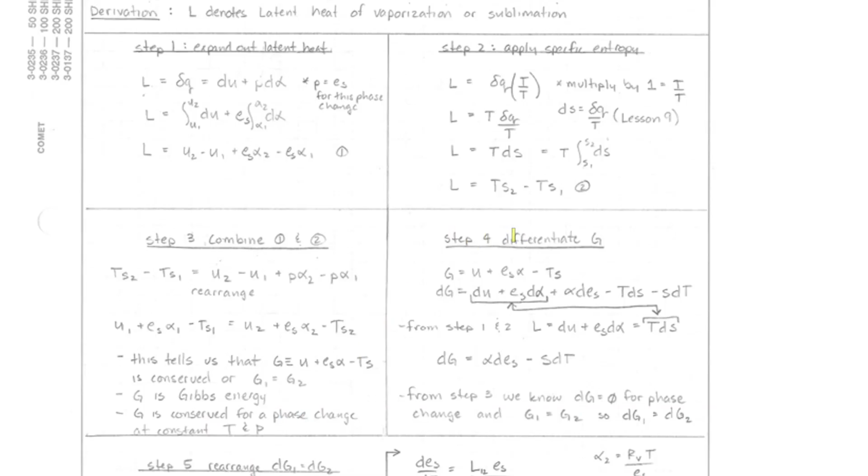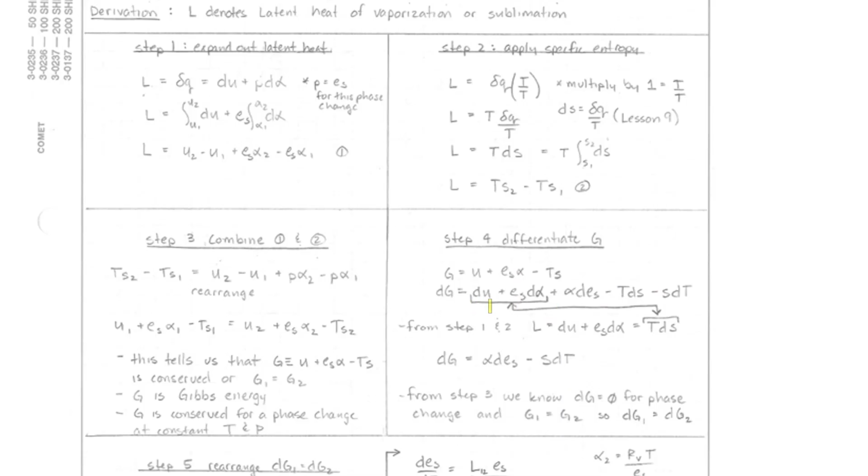But we can move on to step number 4 and differentiate G, because G is not constant with respect to temperature and pressure, so we can actually differentiate it. Notice how I said it is conserved for a phase change at a constant temperature and pressure. But as we do the derivation, as we expand it out, we see that we have dG equals dU plus E sub S d alpha plus alpha dE sub S minus TdS minus S dT.